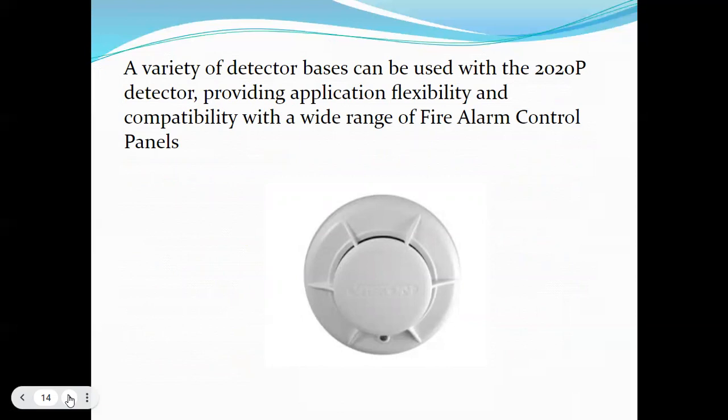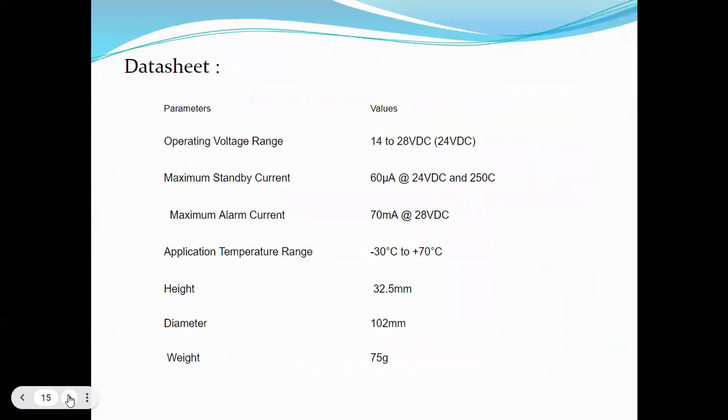It can also be combined with an alarm system to trigger an alarm whenever it detects some kind of weird smoke or fire in a room or in a building or in any sensitive area in any industry, in any home whatsoever. It has an operating voltage range of about 14 to 28 volts DC, which is mostly referred to as 24 volts DC. Mostly these are used in the market.